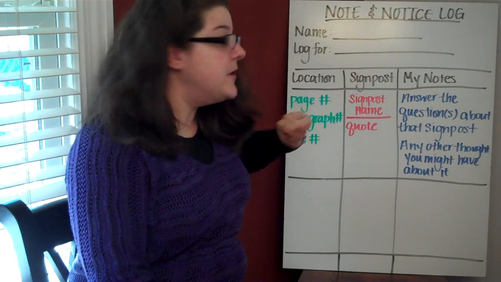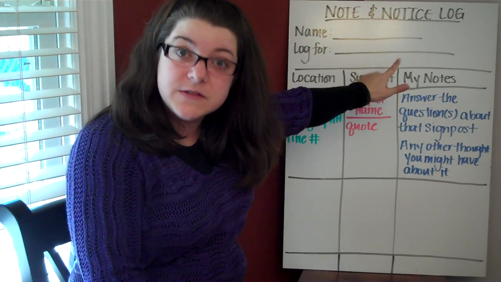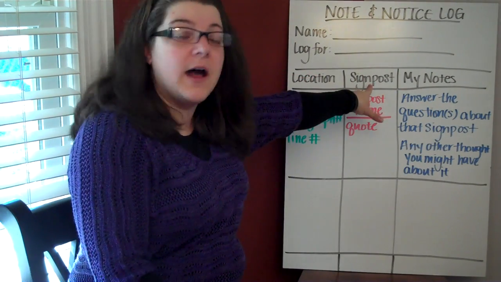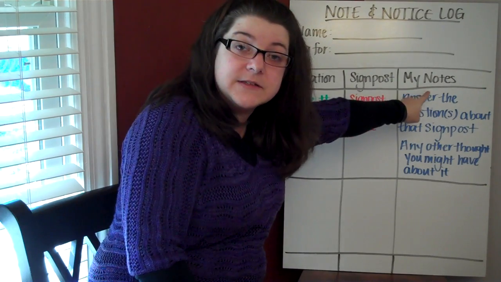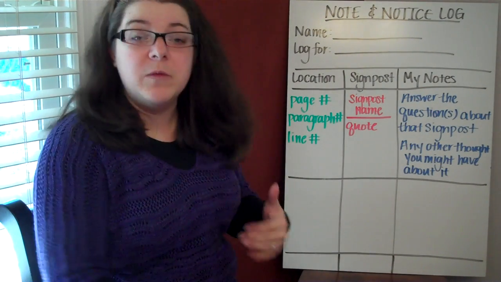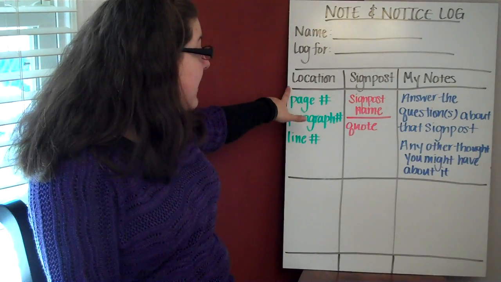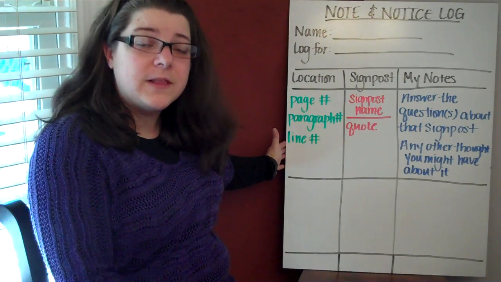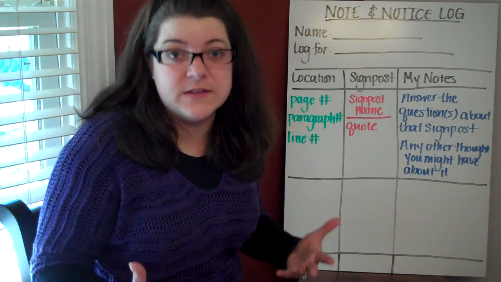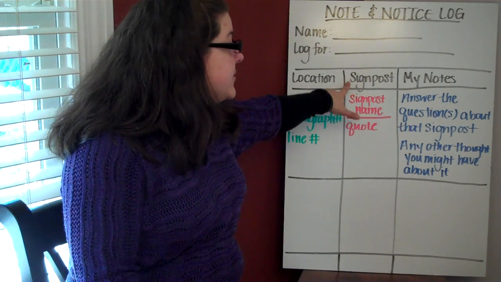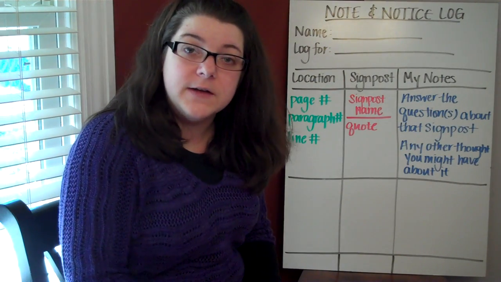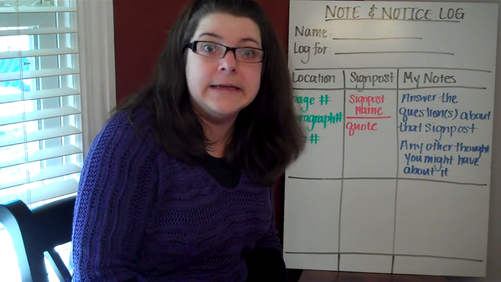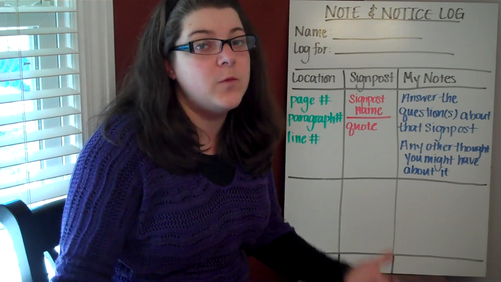You'll notice there is a place for your name, there is a place for the name of the story that you're logging for, and then you'll have a column that says location, a column that says signpost, and a column that says my notes. So in the column that says location, you'll put the page number or the paragraph number or the line number where you found this signpost. Then under signpost, you'll record what kind of signpost it was. Was it an aha moment? Was it a words of the wiser? Was it an again and again? A memory moment? Which one was it?